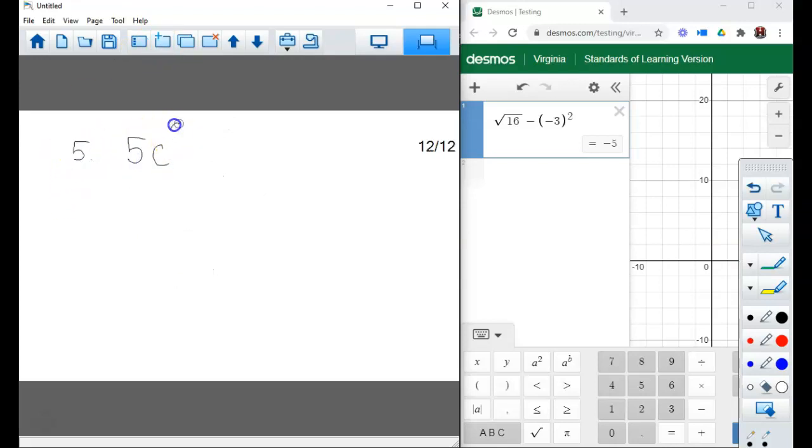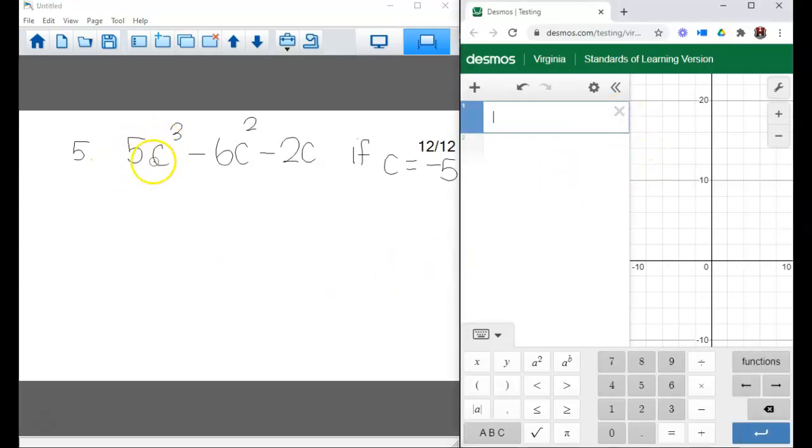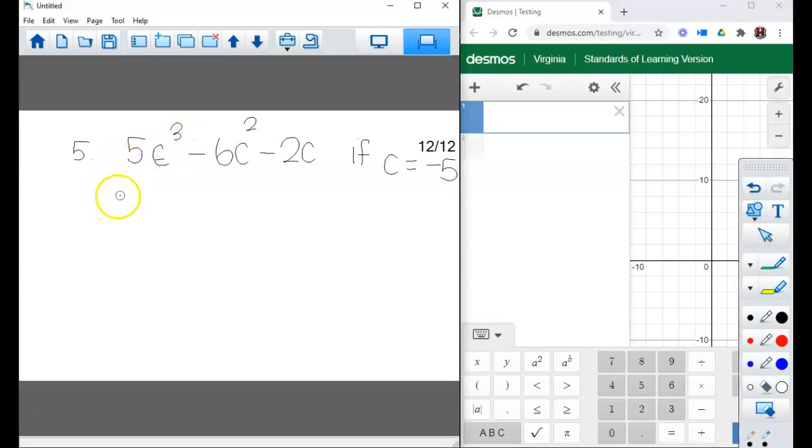Let's do 5c to the third minus 6c squared minus 2c if c is -5. So again, start at the beginning. You have 5c to the third. c is to the third power. It's multiplied by 5. You are going to need parentheses here around that -5. Minus 6c squared. c is being squared, so you're going to need parentheses to make that happen. And then minus 2c, this is multiplying, so you're going to need parentheses for that.